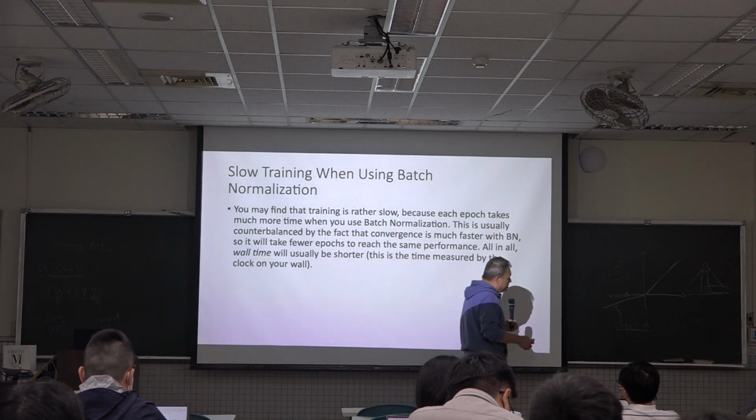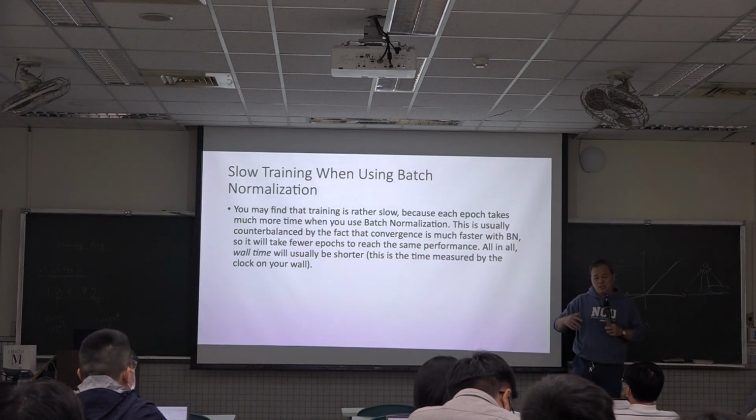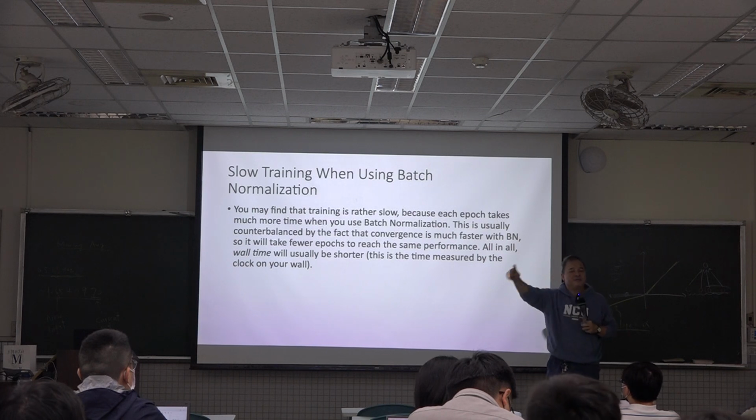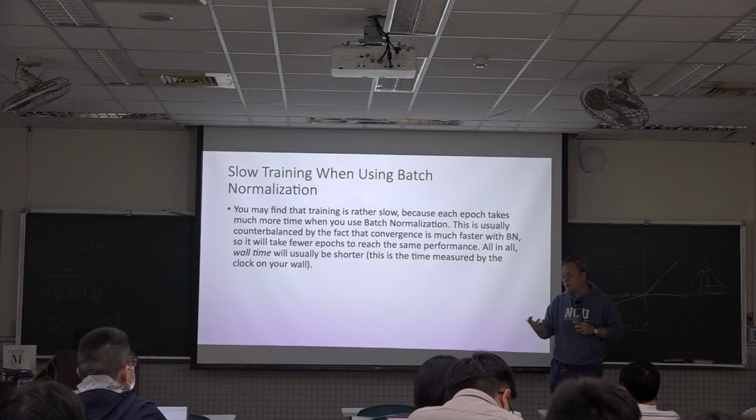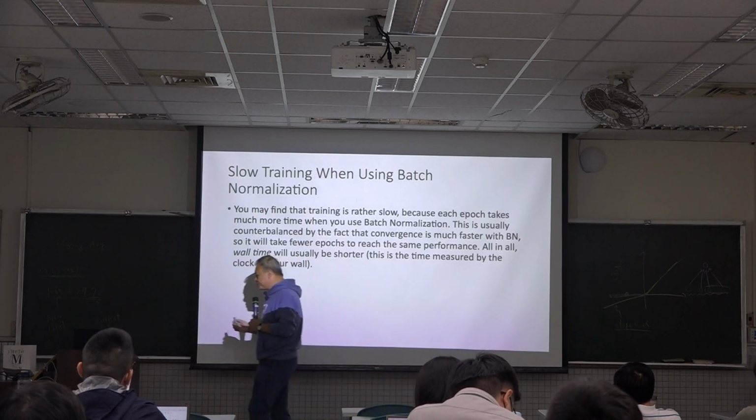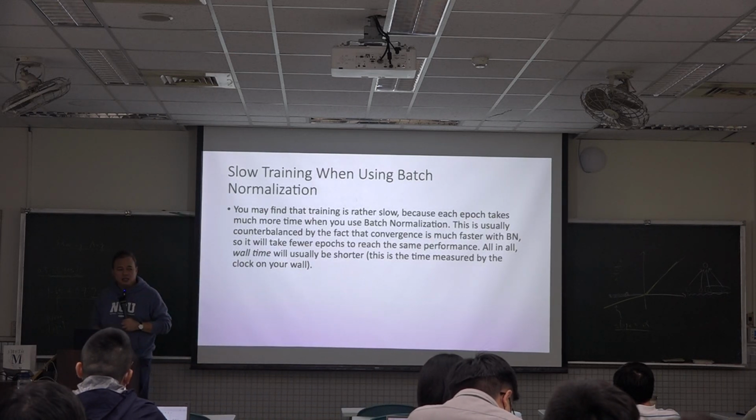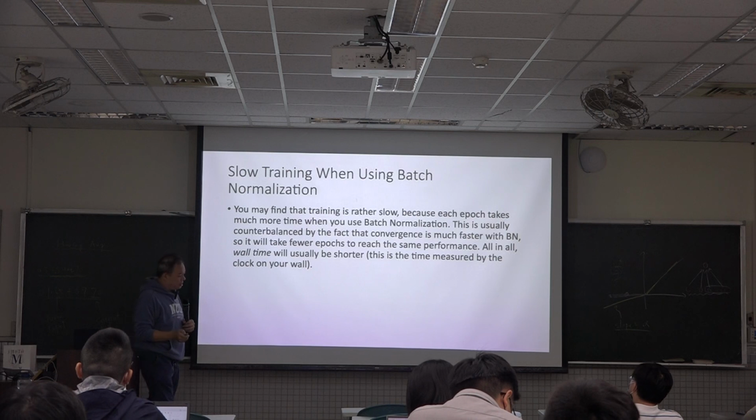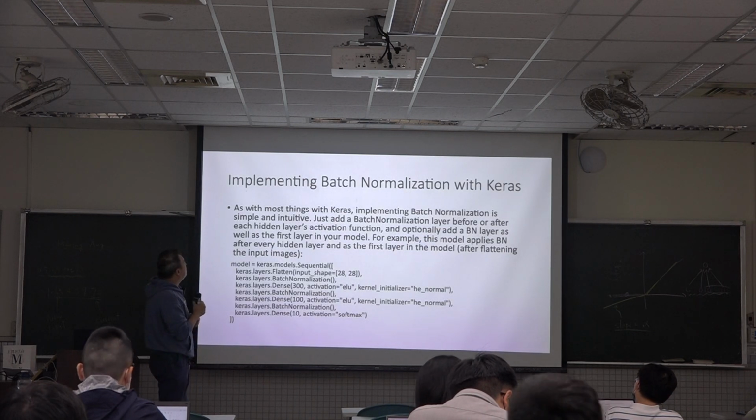For example, say each epoch takes twice as much time as before, but you only need 1/10 of the epochs. So you are still 5 times faster, right? So it's going to be something like that. So it's still worth a lot to use batch normalization.